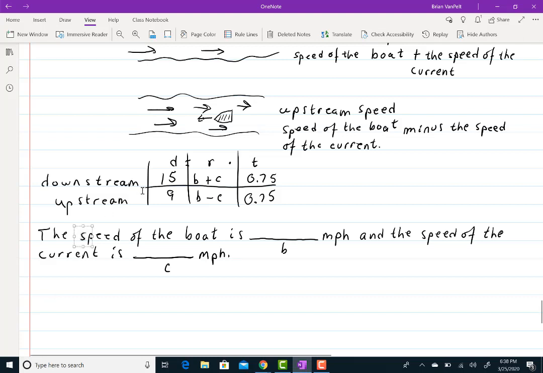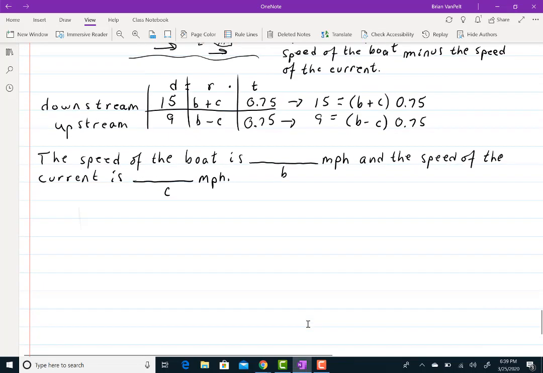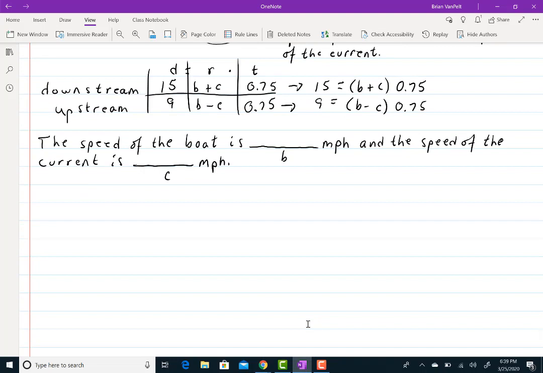So the D equals RT gives us an equation. Let me write this one down. D equals RT tells me that 15 equals (B plus C) times 0.75. That literally is rate times time. In the second equation, we get 9 equals (B minus C) times 0.75. So those are our two equations. Let me bring them down below. 15 equals (B plus C) times 0.75. And then the second equation, 9 equals (B minus C) times 0.75.